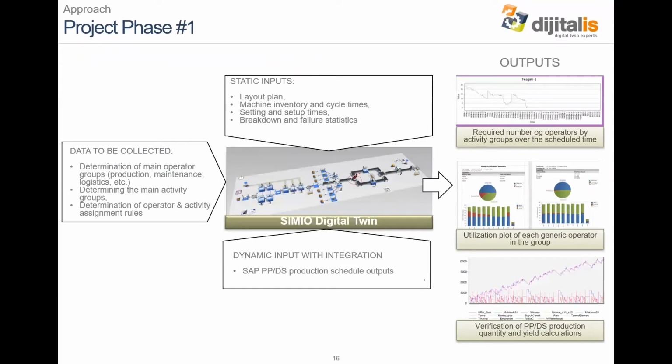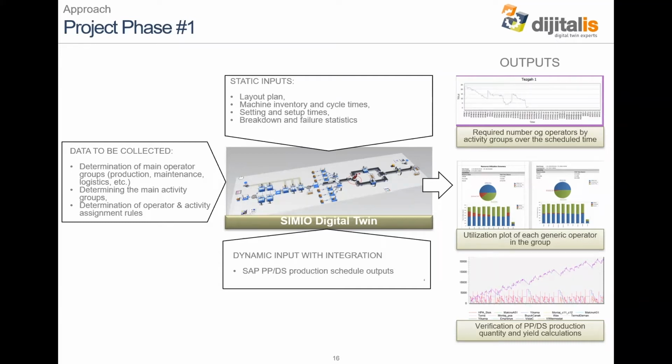For this reason, we propose this approach: in the first phase of the project, in the simulation model, we would model the layout plan, all the machines and the cycle times, all the setup times, and the breakdown and failure statistics of the machines. Then, together with the customer, we will define the operator groups, what the responsibilities of each group are, and what the rules would be to assign any operator to a specific activity. And then we would have a dynamic input integration with SAP PPDS for importing the schedule outputs. After this simulation model runs, we will be able to show our customers the next month, or the next 6 months, or the next 12 months. It really depends on the schedule that you feed into the system.